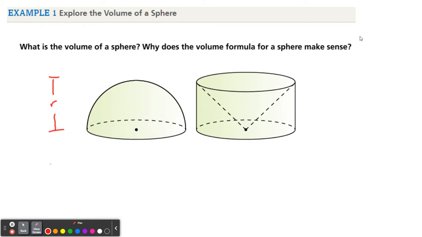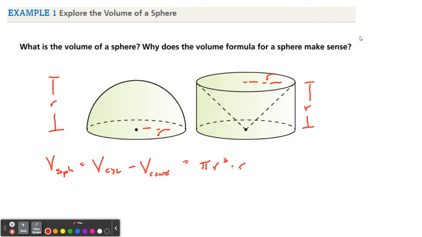Okay, so to find the volume of the sphere, we're going to take the volume of the cylinder and subtract the volume of the cone, because that's exactly what we're doing. We're taking this cone and taking it out of the cylinder. All right, so the volume of a cylinder would be pi r squared h. Again, the radiuses are both r, so pi r squared. And then the height of this cylinder is also r. Same height over there. Minus, to find the volume of the cone, we'll do 1/3 area of the base, pi r squared, times the height again, and that height is going to be r.